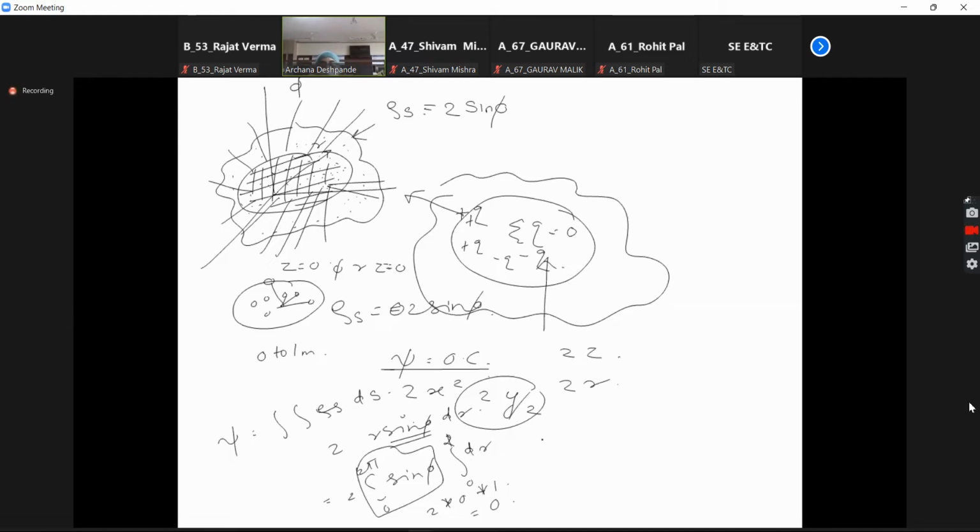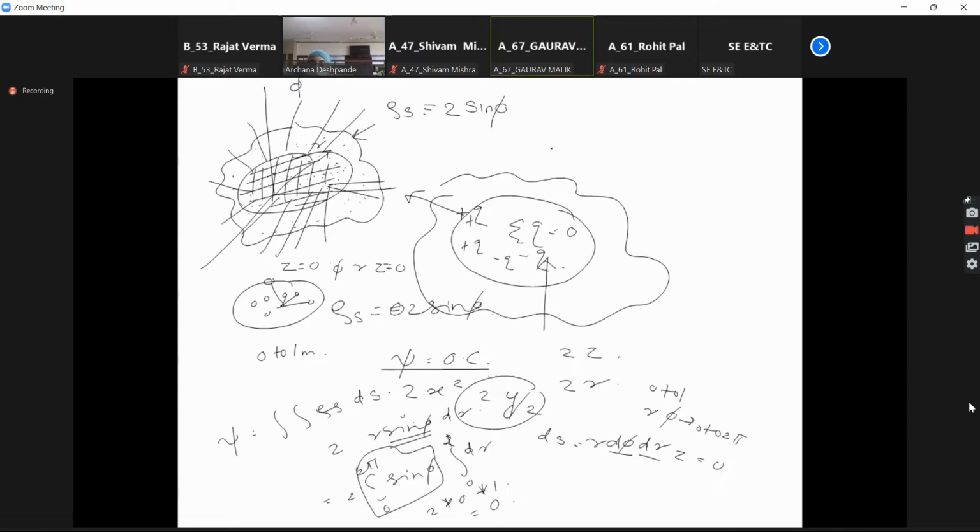So whenever we write ds, you have to see which coordinate is 0. If z is 0 here, then we are going to multiply it with r d phi and dr only. That means both r and phi are changing. So the limit of r is 0 to 1 and the limit of phi is 0 to 2 pi. And since it is changing with respect to phi and you have sin phi here, your answer coming is 0.